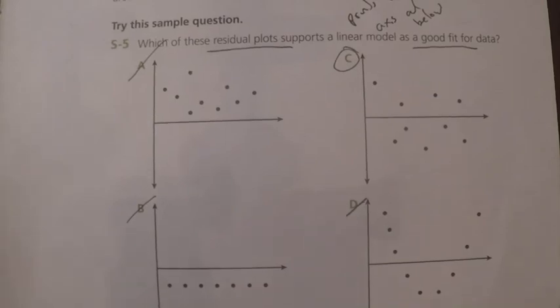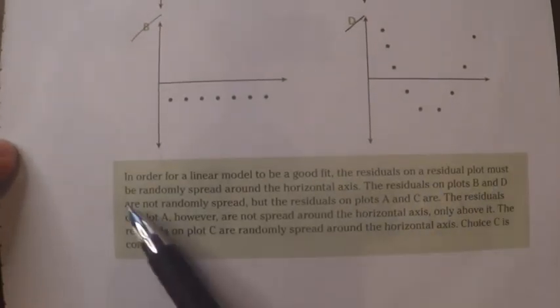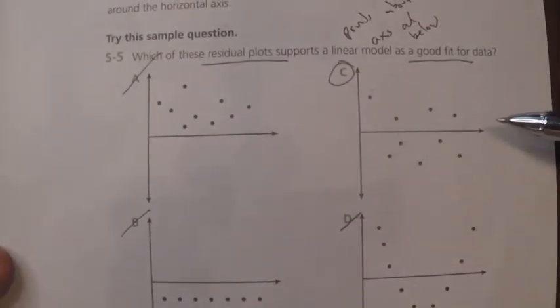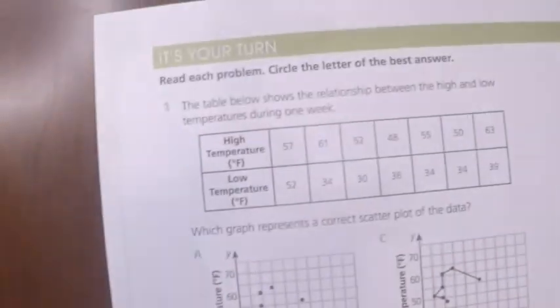So in order for a linear model to be a good fit, as it says down here, the residuals on a residual plot must be randomly spread around the horizontal axis. If we look up here, they're randomly spread around it, above and below. So now, going into the practice problems, starting with the first one, it's not too bad.